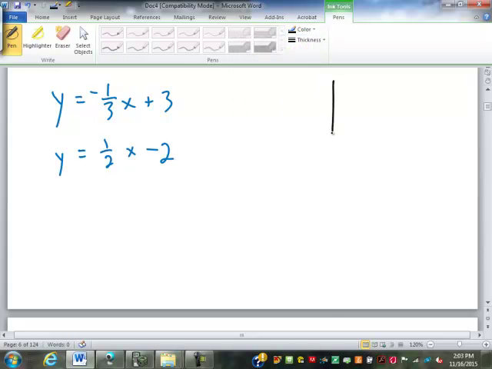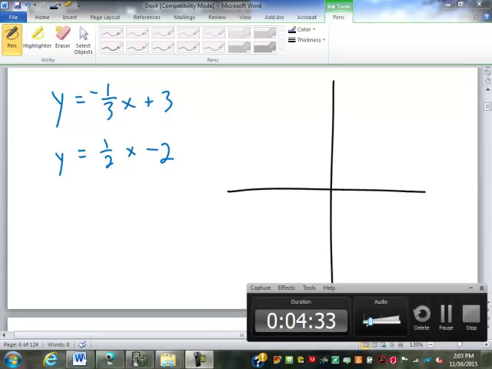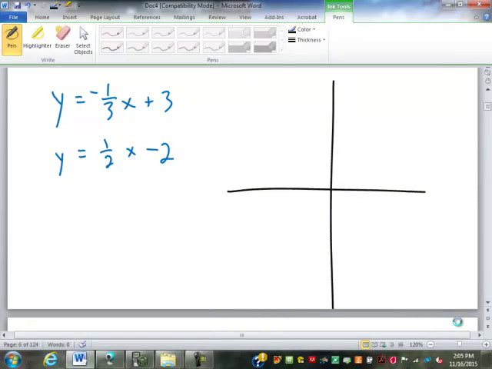So in your notes, I want you to try to graph these two equations and see if you can figure out where they cross. 6-1. Okay, let's take a look. This equation here, where do we start? Up 3. Sorry, I'm fighting off a sneeze here. Start at 3, then from there we go down 1 over 3, and I'm going to do it again. Down 1 over 3.